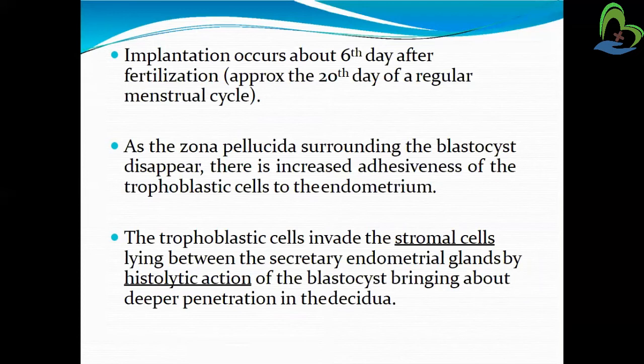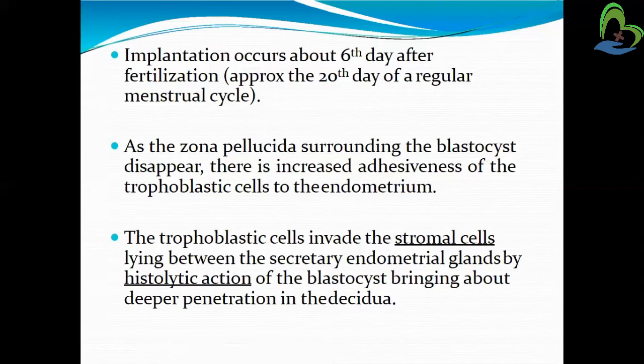So after the 20th day of the menstrual cycle, and after the completion of fertilization, on the 6th day, implantation takes place. The zona pellucida wall surrounding the blastocyst will disappear, and there is an increased adhesiveness of the trophoblastic cells to the endometrium layer.